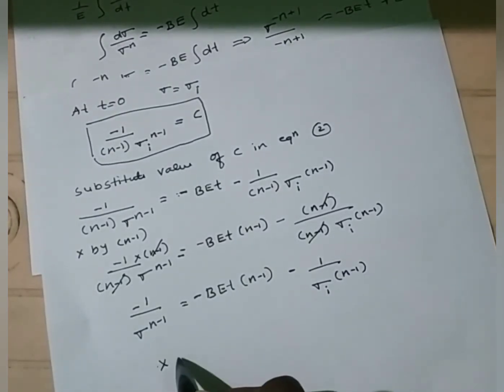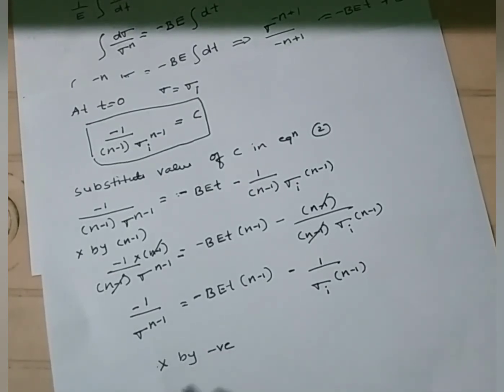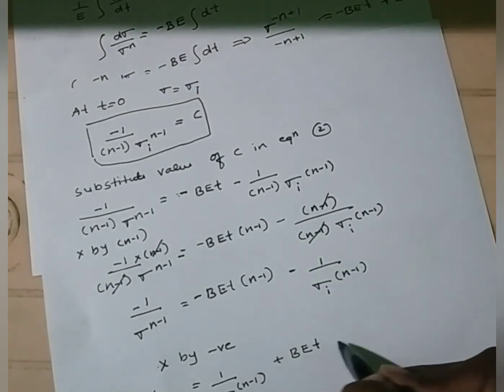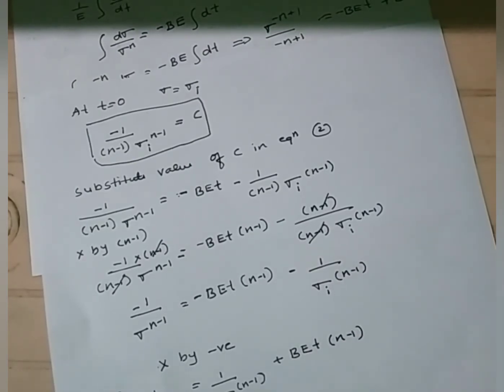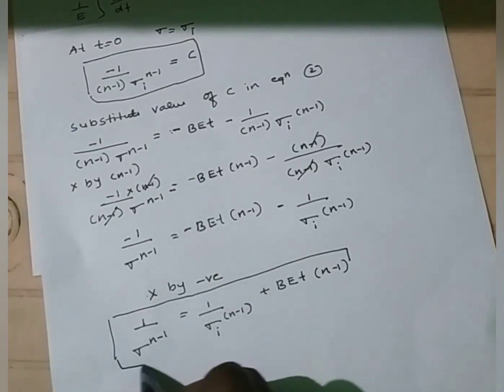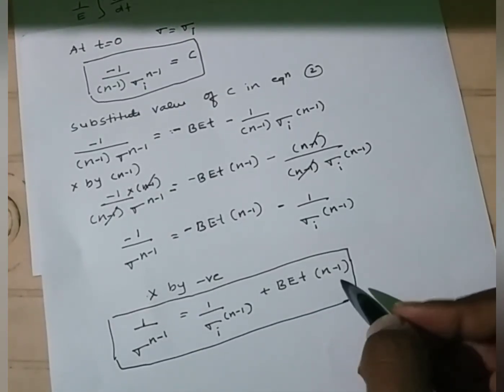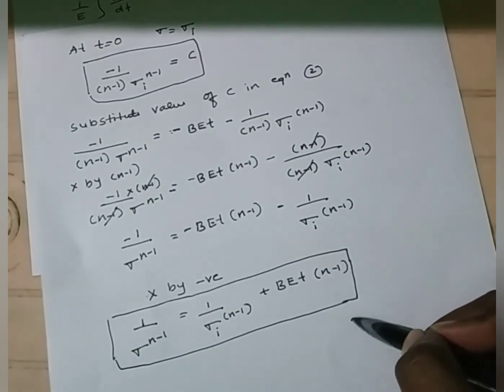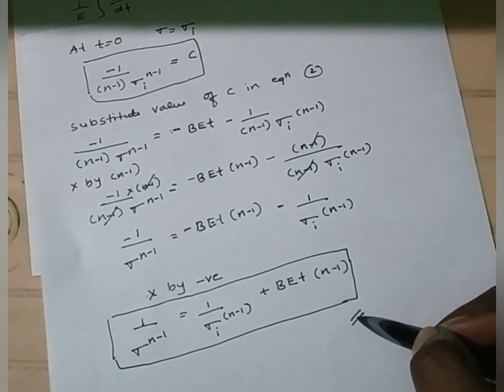Now multiply by the negative sign. It will become 1 divided by sigma power n minus 1 is equal to 1 divided by sigma i power n minus 1 plus Bt into n minus 1. This is the expression for stress relaxation. This equation gives the value of stress at any point of time.